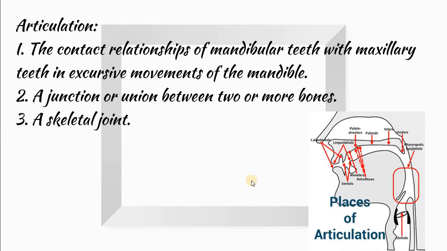The term articulation has three meanings. It's either the contact between the upper and lower teeth during the excursive movement of the mandible, or it is a junction or union between two or more bones, or it means a skeletal joint.